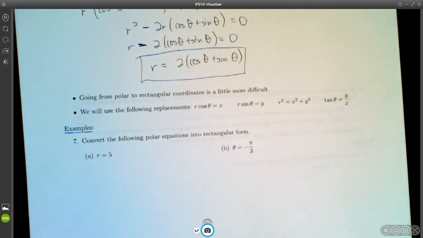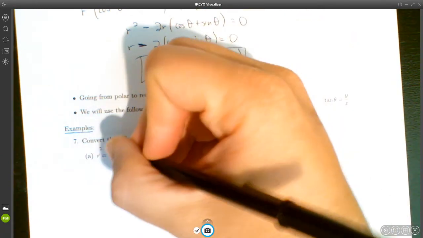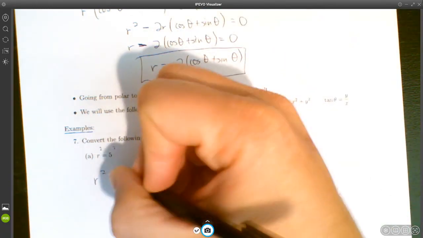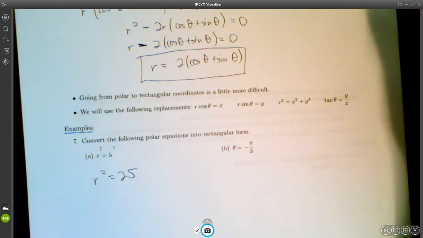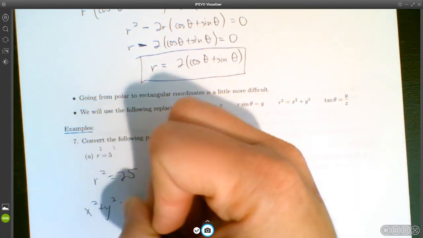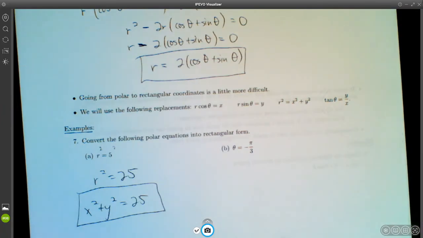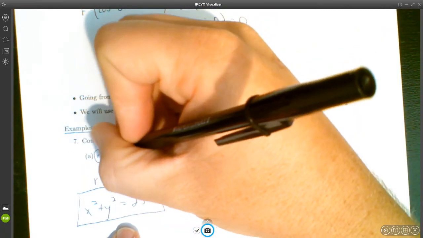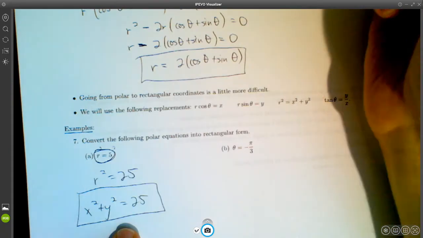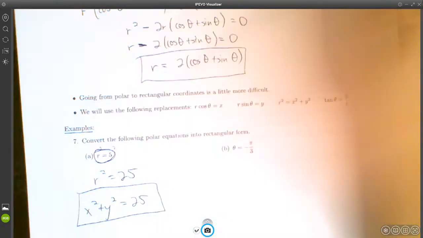But thinking along those same lines, maybe what I can do instead is just square both sides, right? If I square both sides, I get r squared equals 25. And r squared I can replace with x squared plus y squared. And then I've done it, right? Now I don't have any r's, I don't have any thetas. I just have x squared plus y squared equals 25, which, by the way, is a circle with radius 5. Interesting, right? It's a circle with radius 5. r equals 5. Okay, we'll talk more about that in a second.